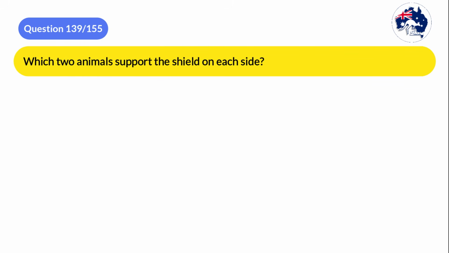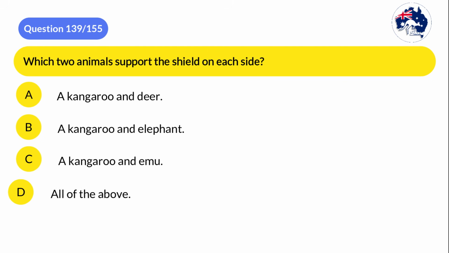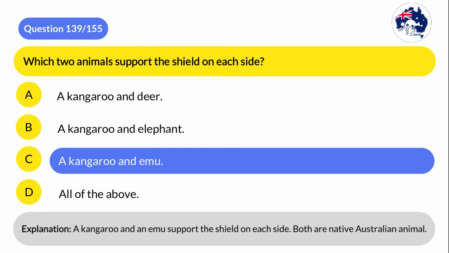Question 139. Which 2 animals support the shield on each side? A. A kangaroo and deer. B. A kangaroo and elephant. C. A kangaroo and emu. D. All of the above. The correct answer is C. A kangaroo and emu. Explanation: a kangaroo and an emu support the shield on each side. Both are native Australian animals.